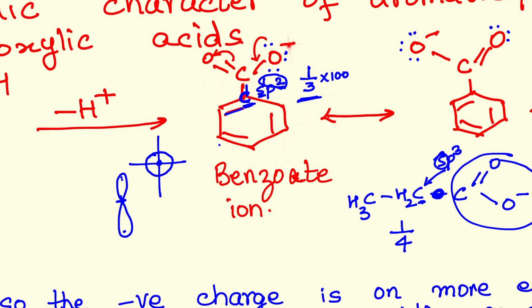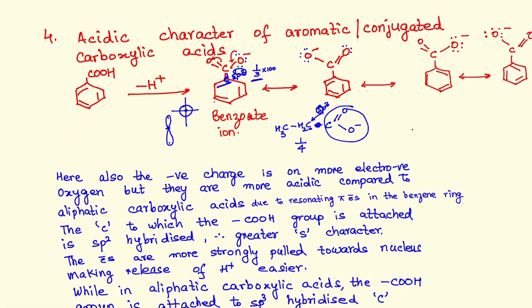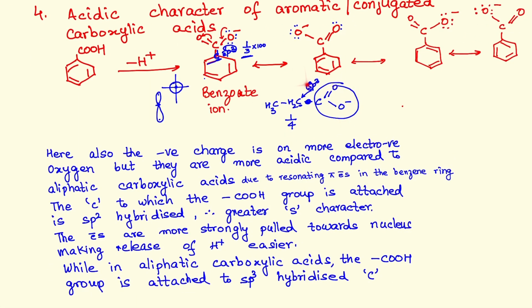So, the conjugate base, which is formed by the loss of a proton from the aromatic acid, is stabilized even further compared to, remember, we are talking about comparisons, compared to the carboxylate ion formed from an aliphatic carboxylic acid.